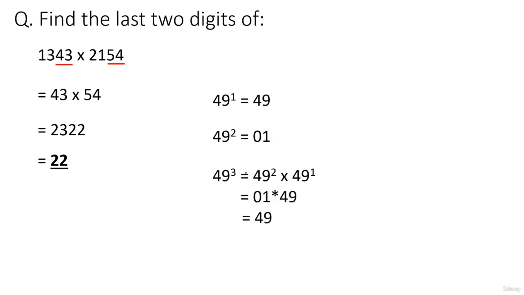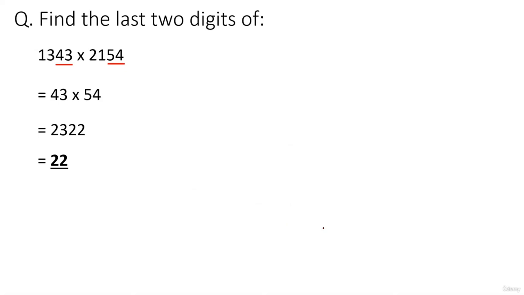And 49 raised to 4, what will it become now, guys? Multiply both sides by 49. So units place and the tens place will become 49 into 49, which is 01 in this case, right? So from here we learn a very important thing, guys. For powers of 49, 49 raised to any odd number, the last two places are 49 only, and for any even number, the last two places are 0 and 1.